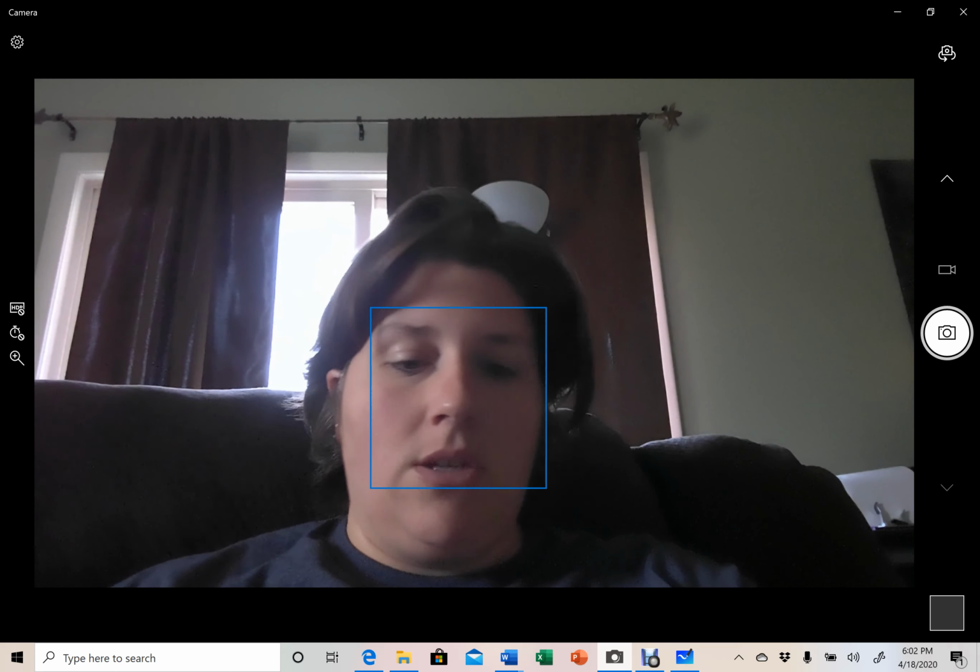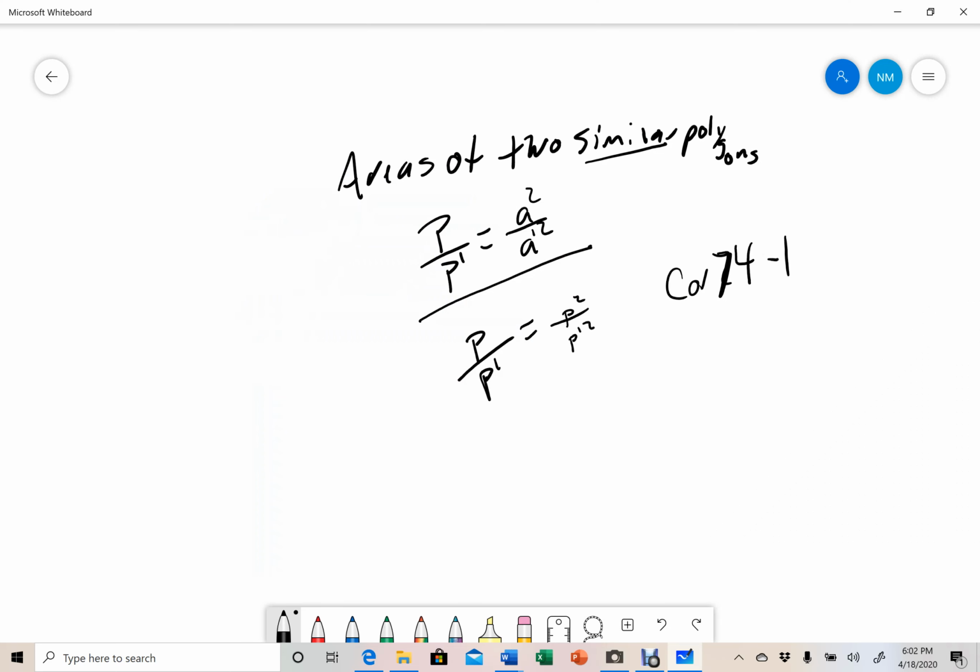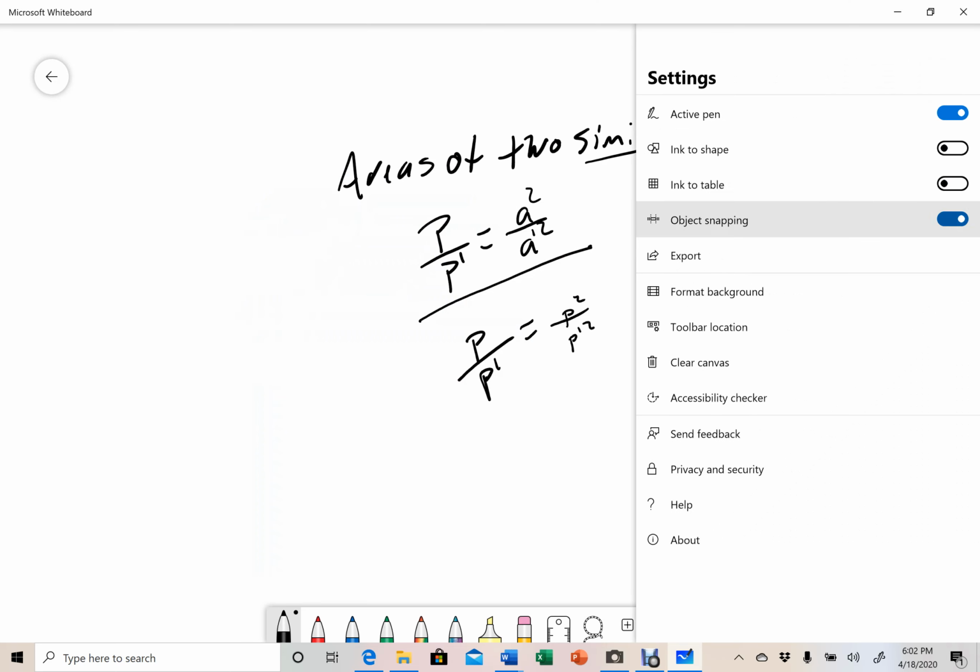Okay, so we're on page number 248. We are going to look at theorem number 75 first. Theorem 75 states the square on the hypotenuse of a right triangle is equal to the sum of the squares on the two legs. Okay, so let's explain what this means.